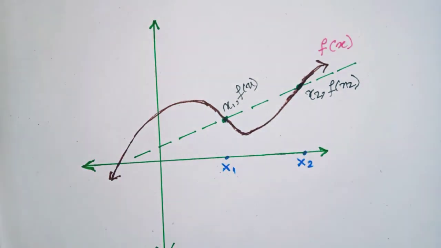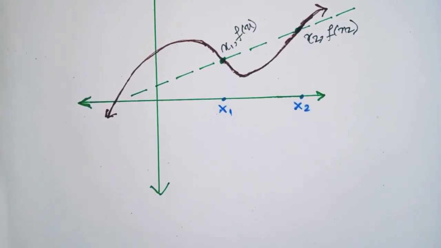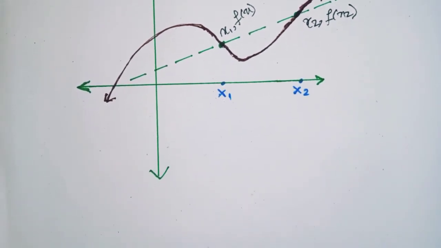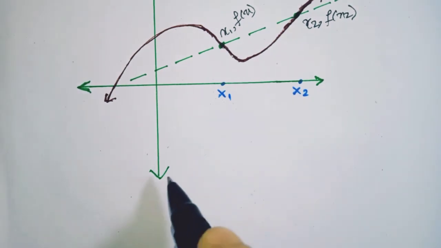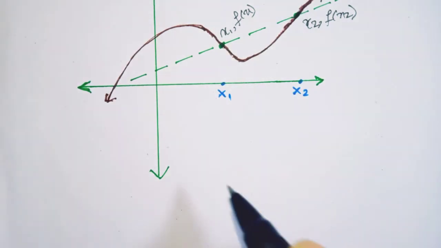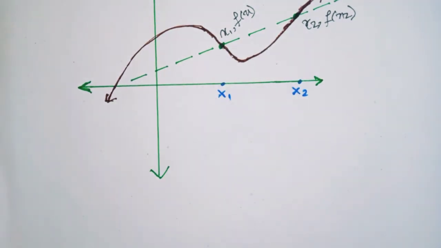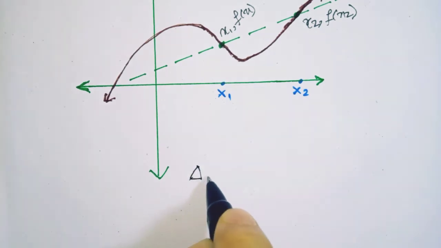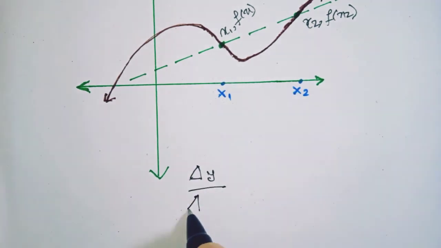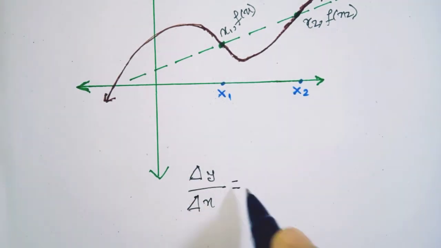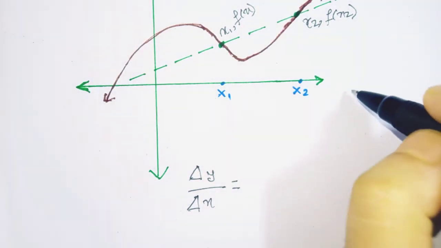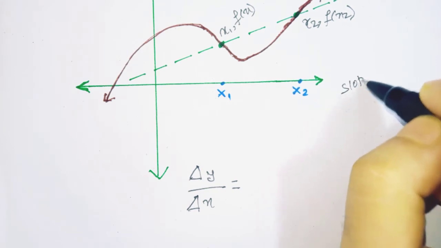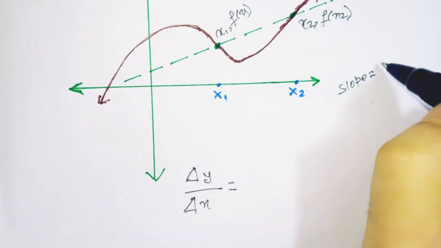These are the 2 points. Now to find the y value, we will take this x value and put it into the function. So we will take the x value and then we will put it in the function. Say for example, we are finding the average rate of change. So from here, if I draw the formula, that is delta y by delta x, which becomes equal to, we already know, let me write it, that slope equals rise over run.